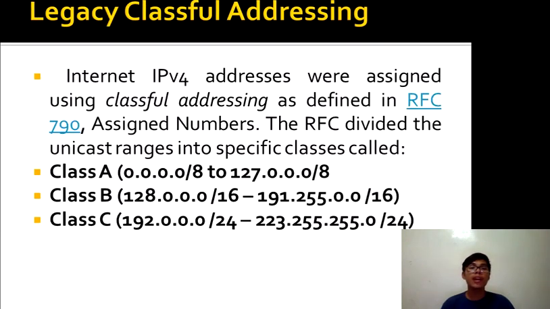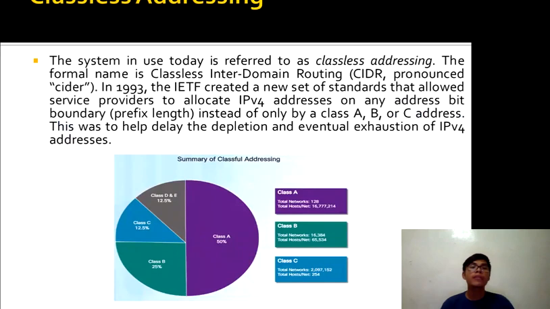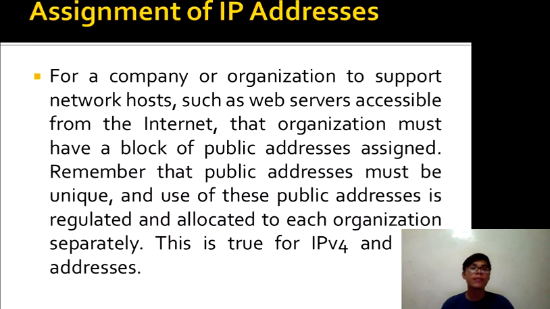Legacy classful addressing. IPv4 addresses were assigned using classful addressing as defined in RFC 790, Assigned Numbers. The RFC divided the unicast range into specific classes called Class A, Class B, and Class C. Classless addressing. The system in use today is referred to as classless addressing. The formal name is classless interdomain routing. In 1993, the IETF created a new set of standards that allowed service providers to allocate IPv4 addresses on any address bit boundary instead of only by Class A, B, or C addresses. Assignment of IP addresses.